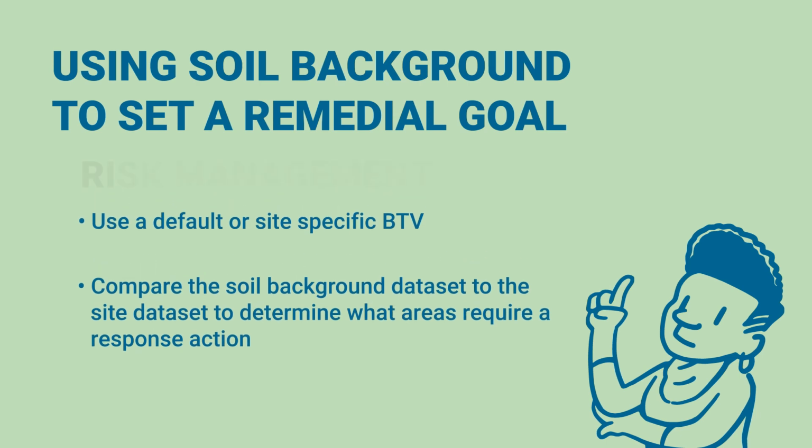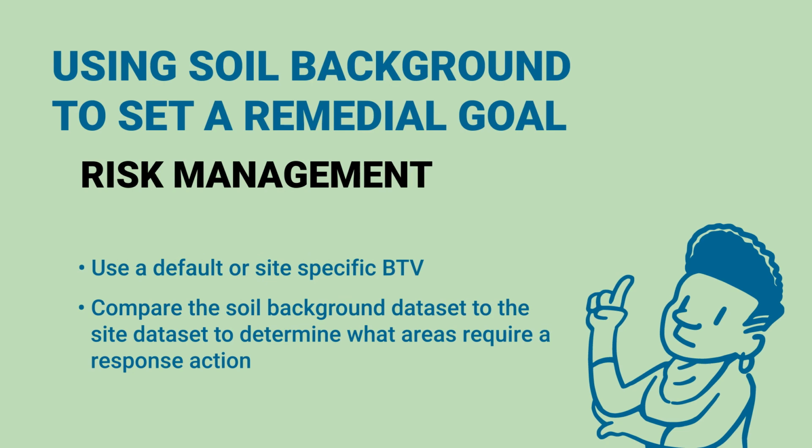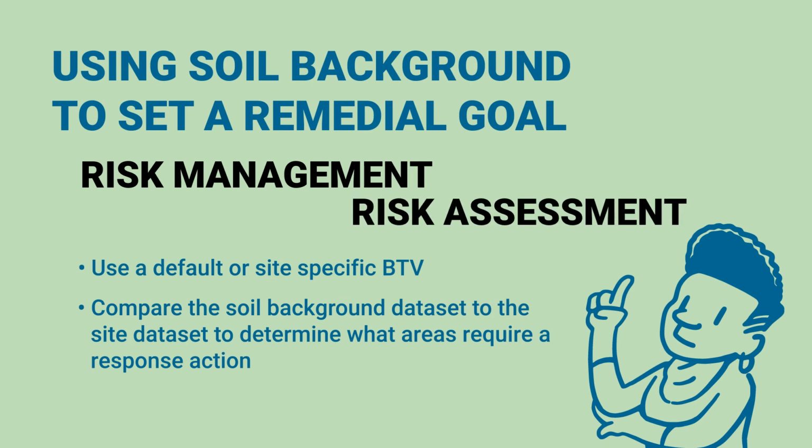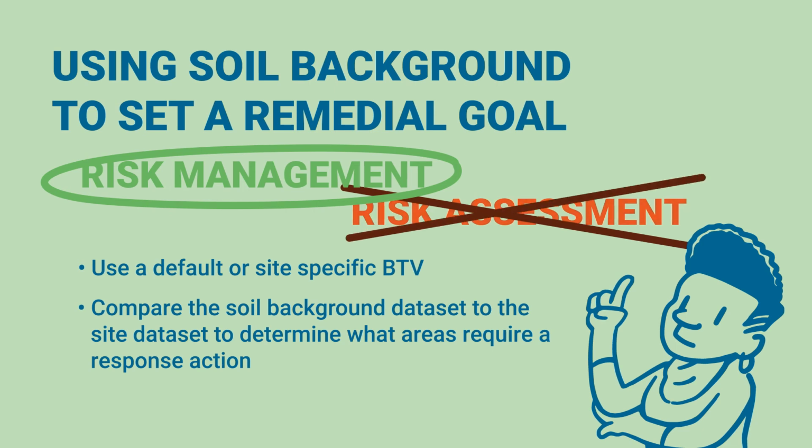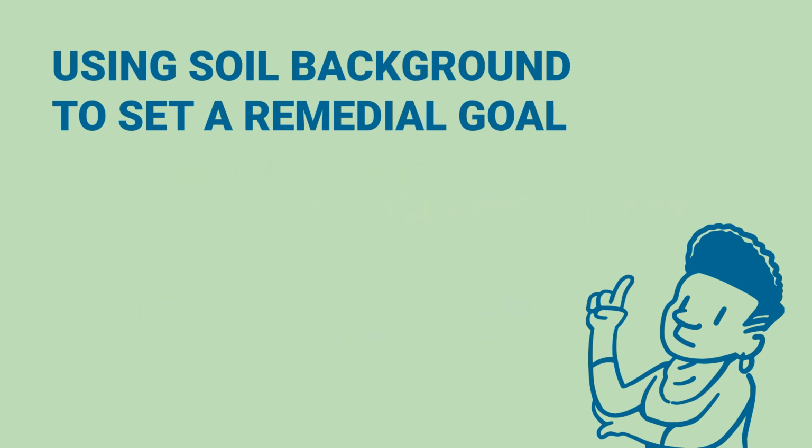Default or site-specific BTVs may be based on central tendency or upper limit values. This choice is a risk management decision rather than a risk assessment decision. Using a central tendency BTV as a remedial goal is a more conservative approach than using an upper limit BTV, but it is also more likely to result in false positive errors, or concluding that a soil sample is contaminated when it represents background. Using an upper limit BTV may be more susceptible to false negative errors, or concluding a soil sample is not contaminated when it actually is contaminated.